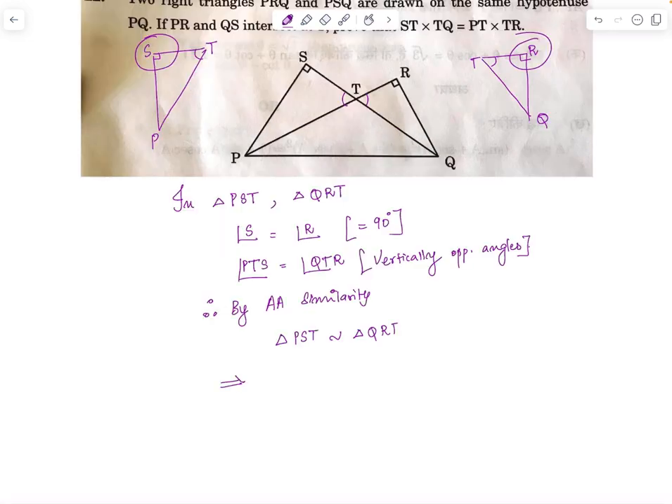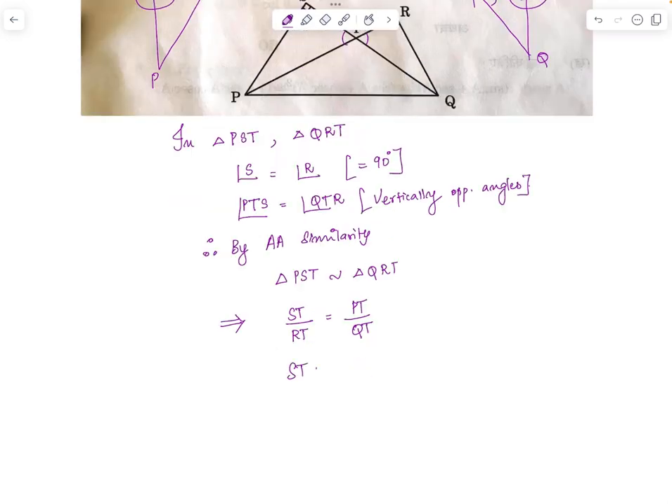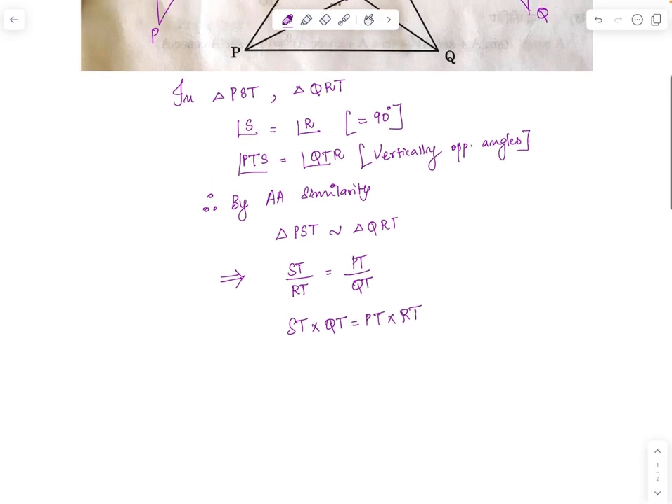This implies that the ratio of the corresponding sides are proportional. For ST, the corresponding side is RT, and for PT, the corresponding side is QT. Transposing RT and QT, we get ST into QT is equal to PT into RT. So this is the statement that we have to prove, hence proved.